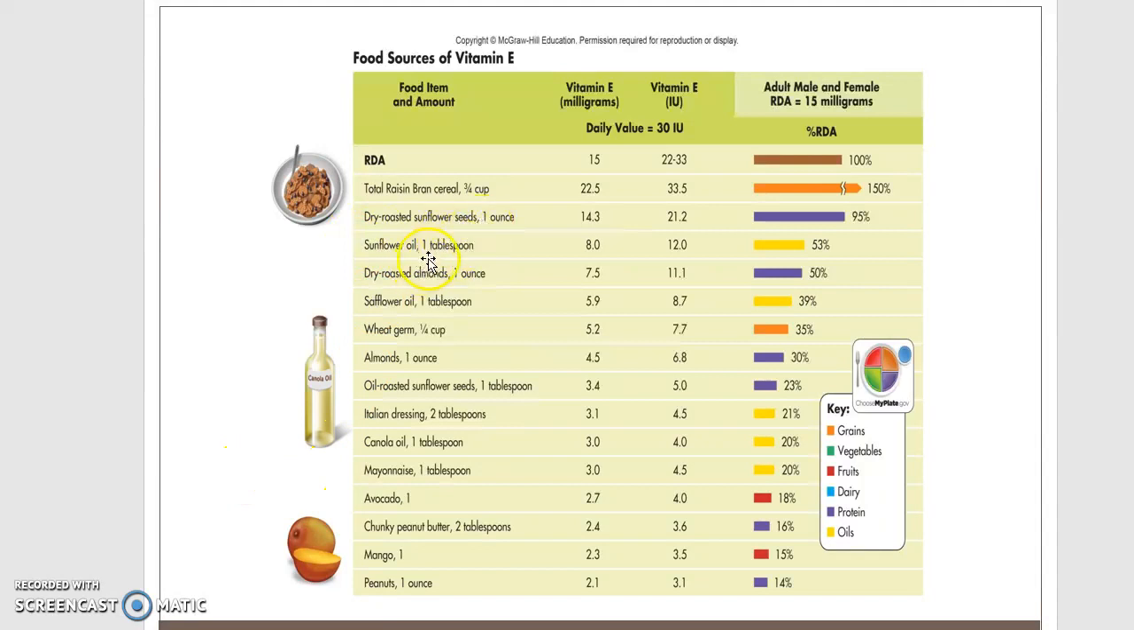Sunflower seeds, sunflower oil, almonds. So think of all the nuts, the plant-based oily nuts. Safflower oil, wheat germ, that's the part of the wheat kernel that has the most vitamins and the highest fat. So if you can buy a jar of wheat germ, that's very high in vitamin E. Also, you can get it in any of the oils. Mayonnaise, if it's made from oil. Avocados, which is plant-based, all these have high vitamin E. So those are good sources of vitamin E.